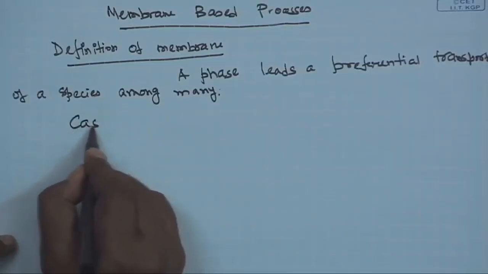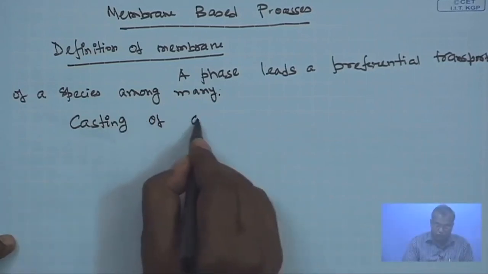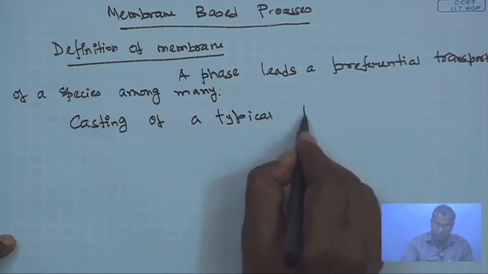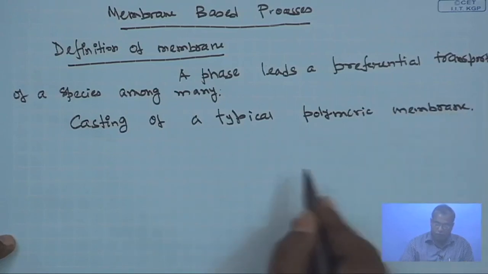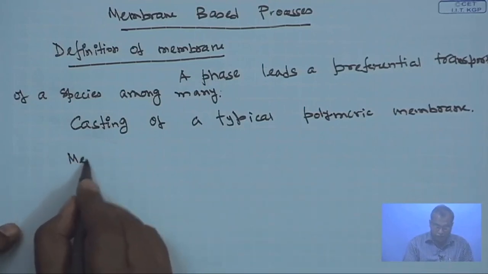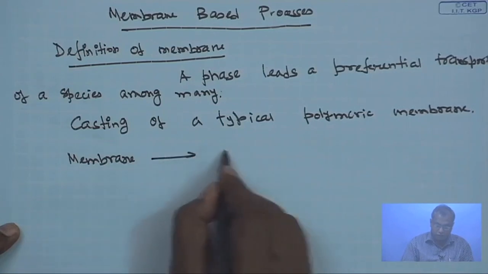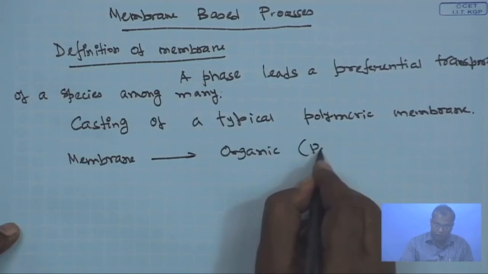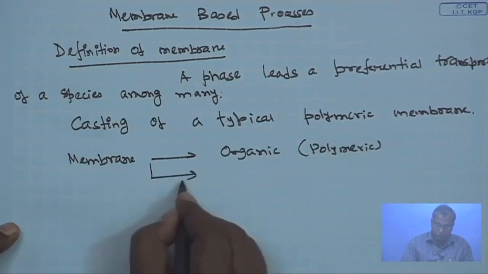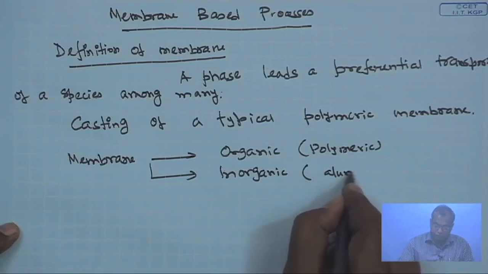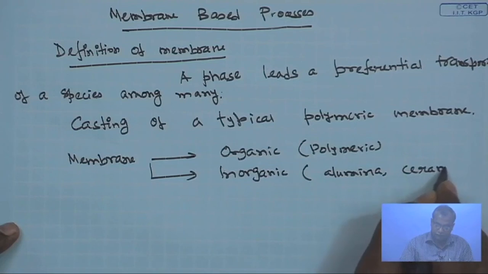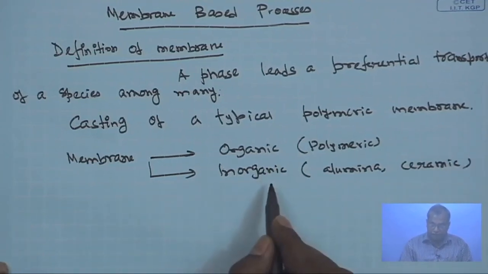Before going into the fundamental transport mechanisms of membranes and the categorization of the various processes, let us first look at the typical casting process of a polymeric membrane. I will be mostly concentrating on polymeric membranes, because membranes can be of two types. Either they can be organic, like polymeric, or they can be inorganic, like alumina, ceramic, etcetera. Now, there are advantages and disadvantages of both types of membranes.